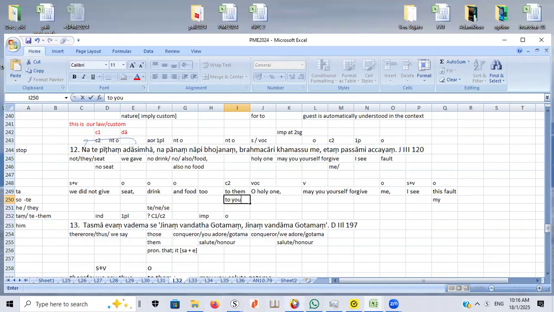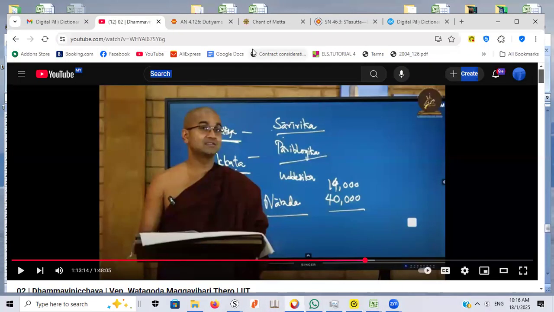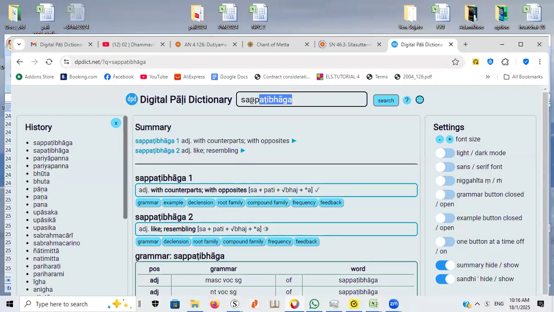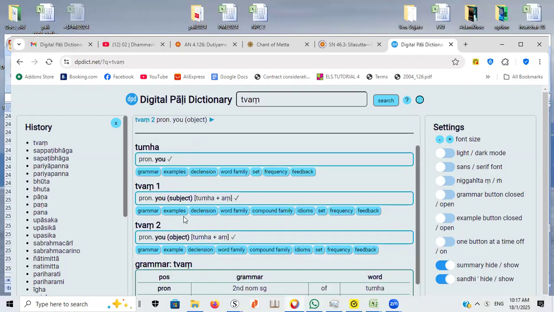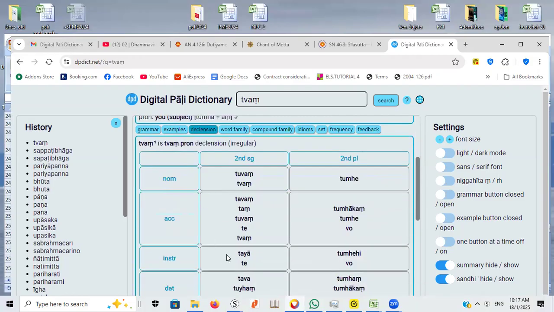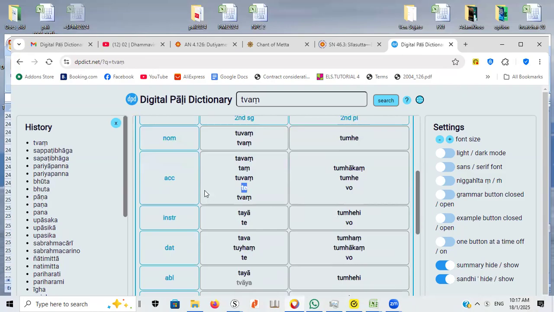Let's say you look at here. Let's say you take tuam. Wait, let's do a declension first. We do a declension of tumha. Then we come to the declension here. If you take this declension, the "te" can mean "you", also correct. Then the "te" can mean dative. Look at it, dative, yeah, the dative also "te".